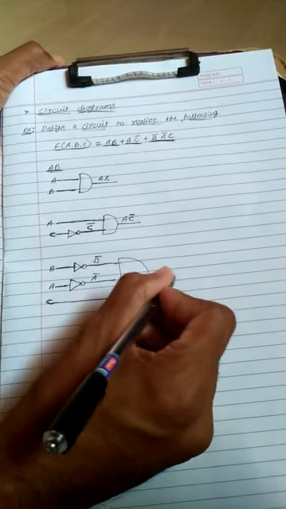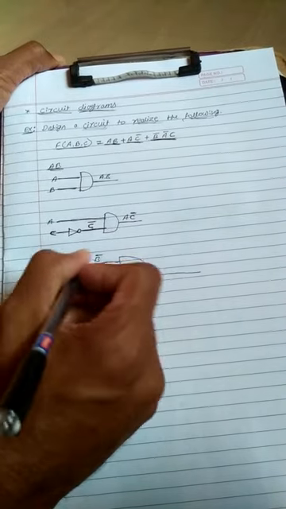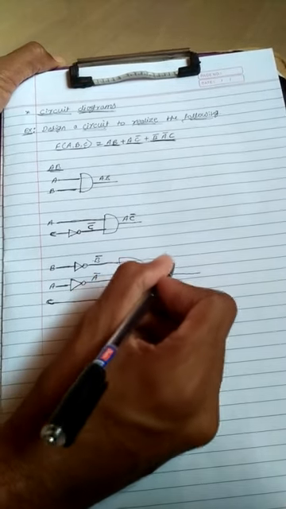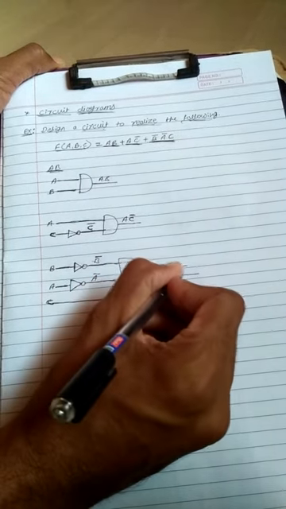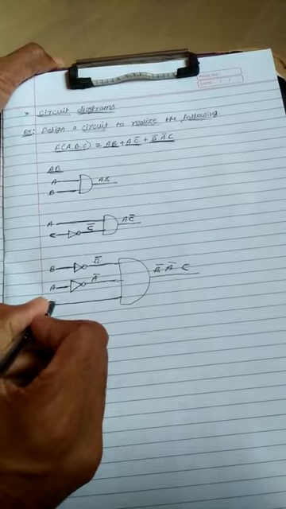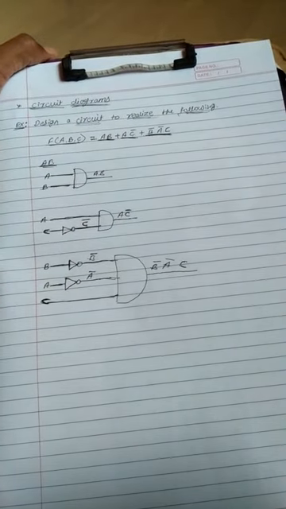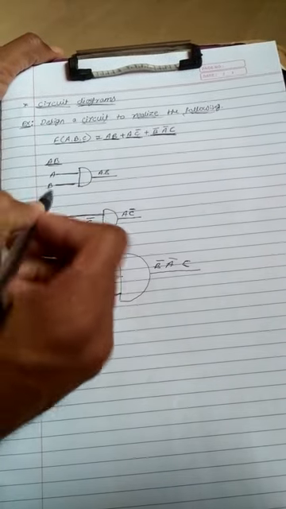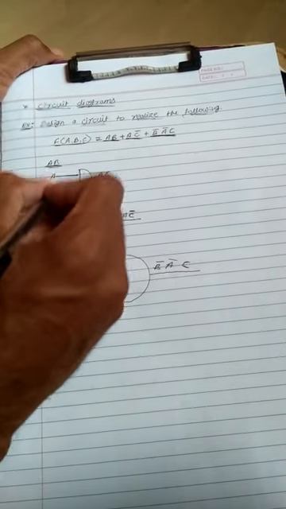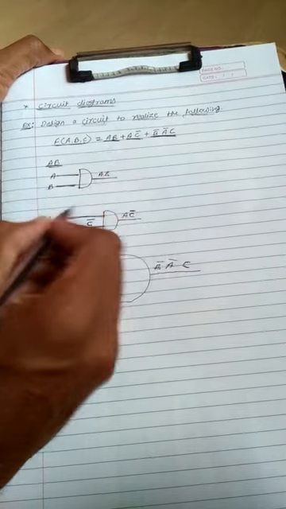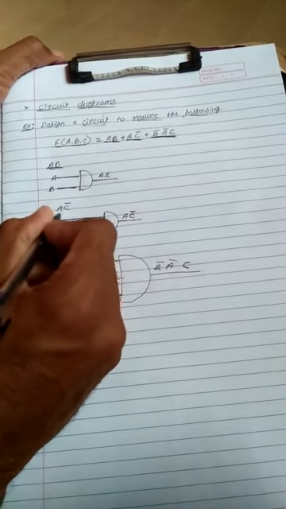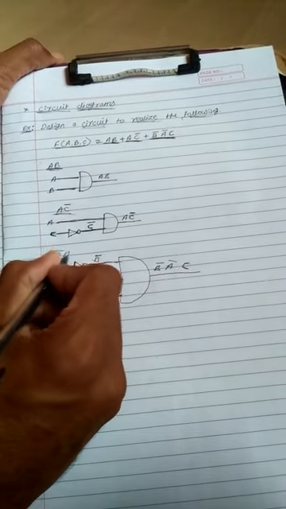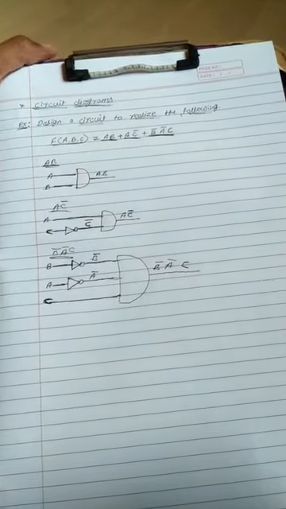So here we will get the answer for this one, B bar into A bar into C. This one is a C. So you will get the A bar, B bar, C. Then after that, we will get the AB. We have taken here AB, this gate belongs to AB. Second is AC bar. And third is B bar, A bar, C.